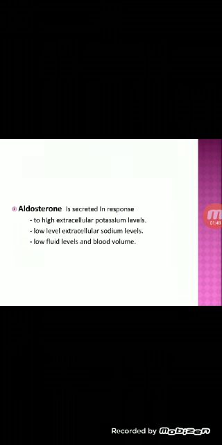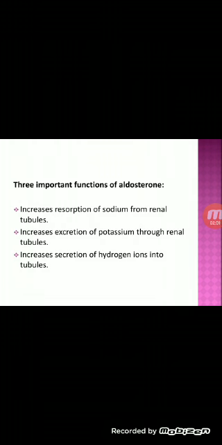So, aldosterone is secreted in response to high extracellular potassium level, low extracellular sodium level, and low fluid levels and blood volume. Three important functions of aldosterone are to increase the resorption of sodium from renal tubules, increase the excretion of potassium through renal tubules, and increase the secretion of hydrogen ions into tubules.